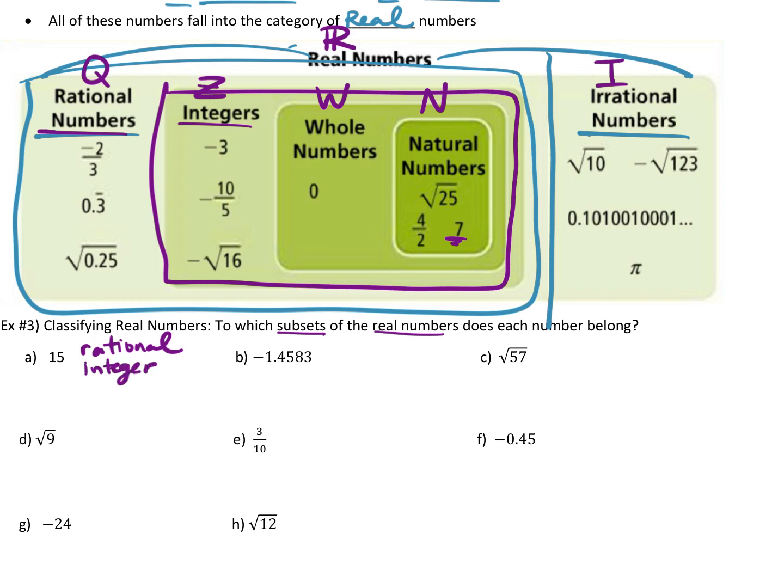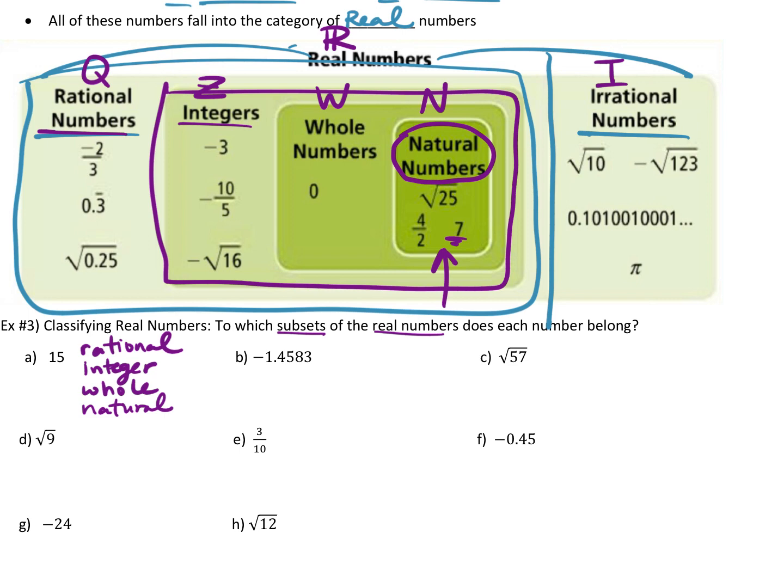Is it a whole number? Yes, this is a whole number. Is it a natural number? Yes. Okay, so here's the deal. You might want to swap how you write these because if something starts as a natural number, it will be every other set, right? Naturals are whole numbers, integers, and rational. So you might want to start at the innermost and work your way to the outermost. It's not a terrible idea.